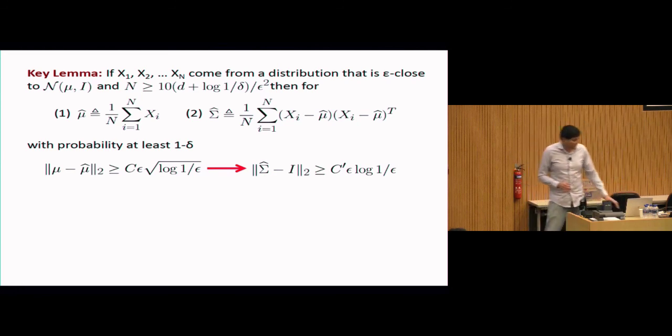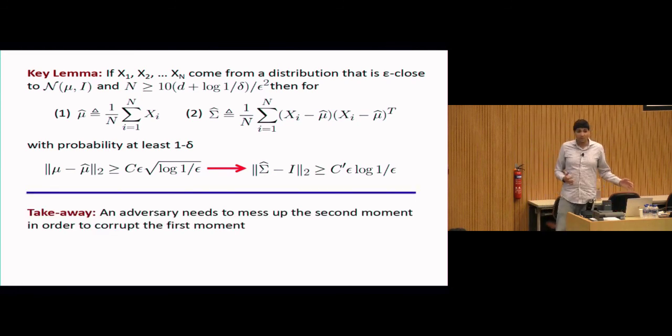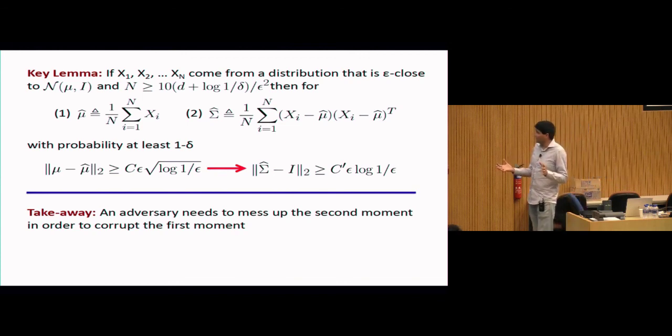So that's the key idea, and this is all that's going to be used in this and in all of the later works: the simple idea that in order for an adversary to be able to corrupt the first moment, there needs to be some echo of what he's done in the second moment. And that happens for a lot of other generative models. You just need to work with different types of moments.